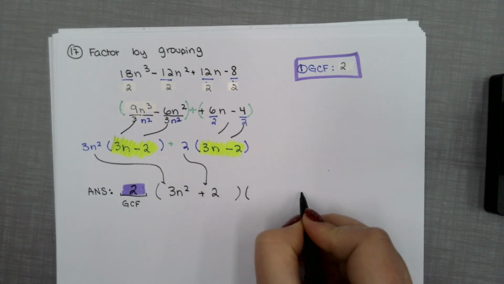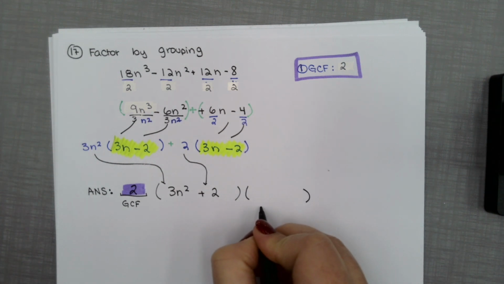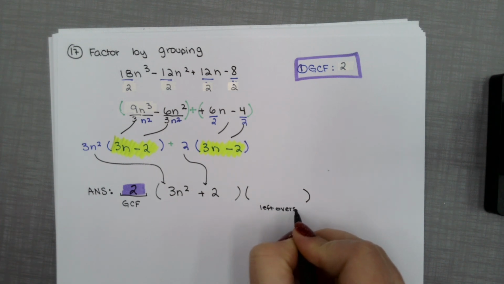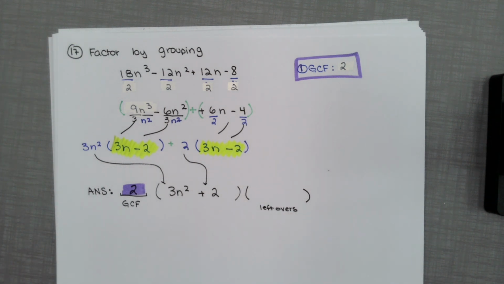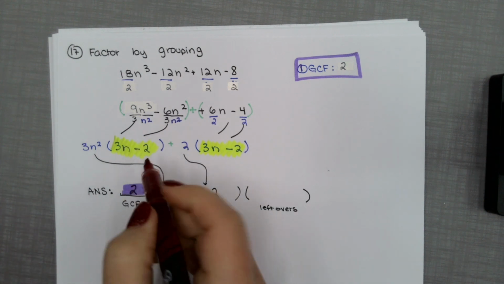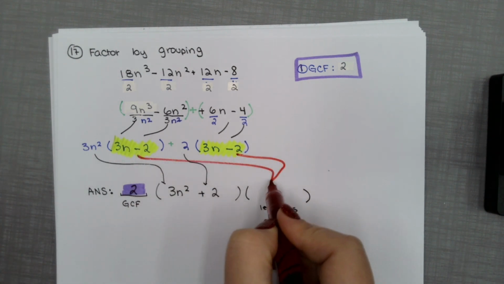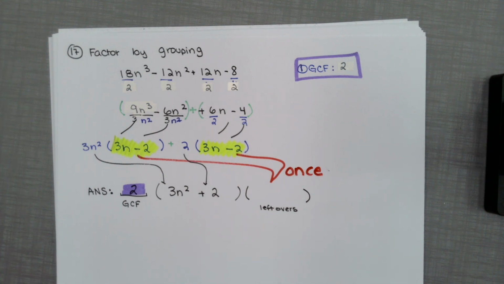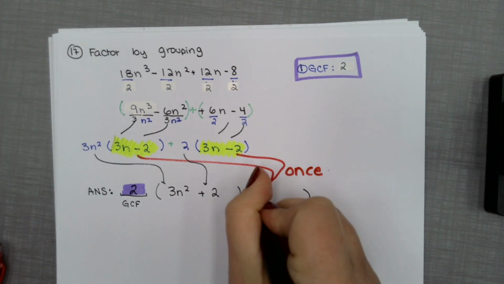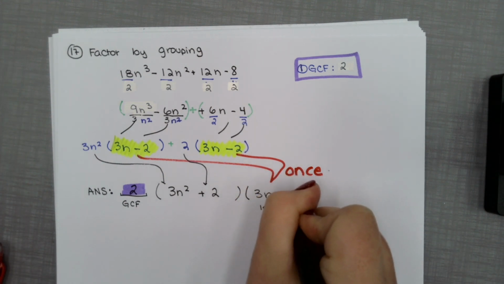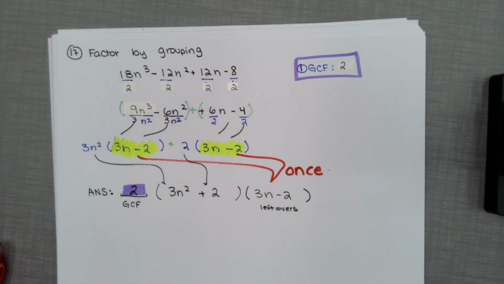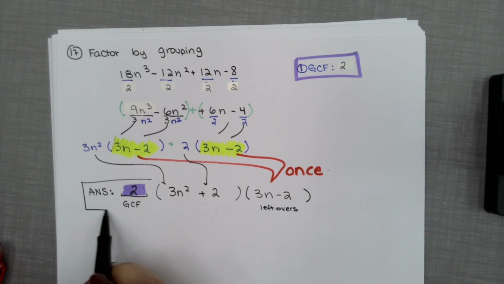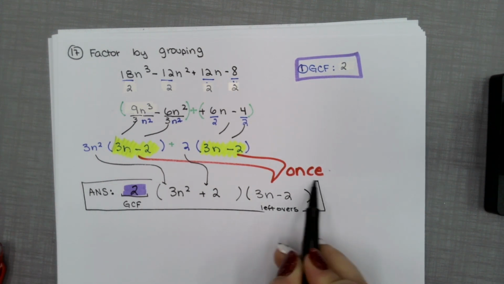After that, we're going to write out our leftovers. And we're going to write them only once. Even though we kind of see 2 of them, we're going to write them only once. And we have 3n minus 2. For our leftovers, we write them 1 time. Put a box around this. Here are our answers.